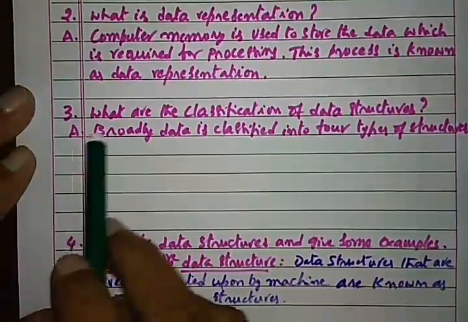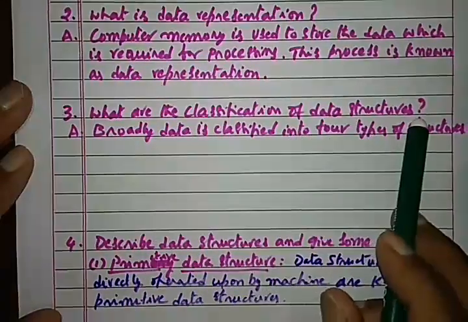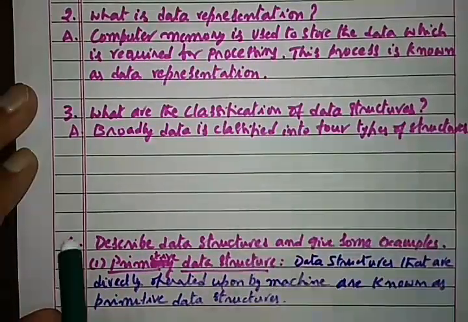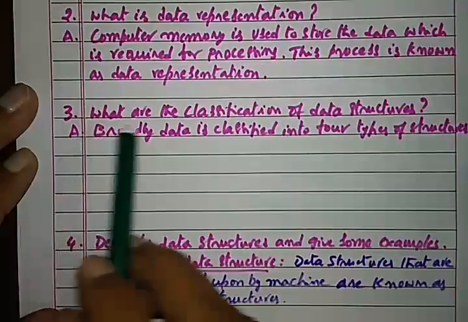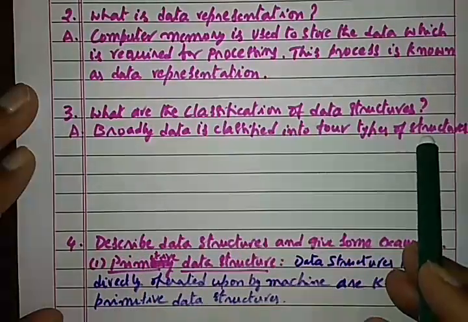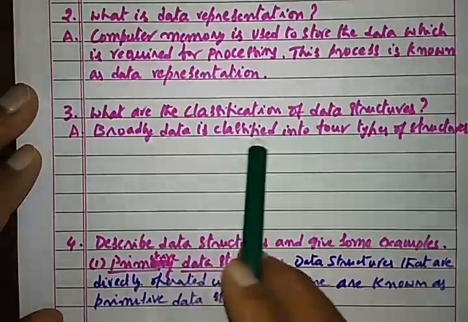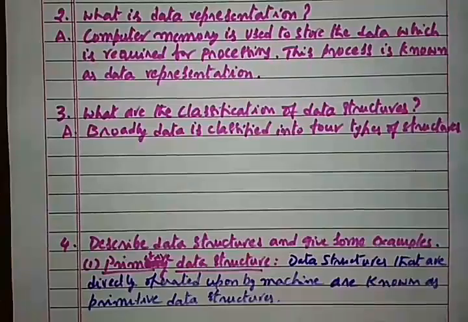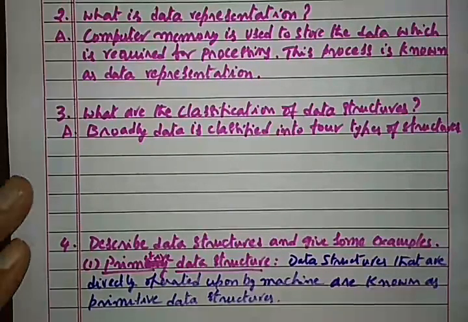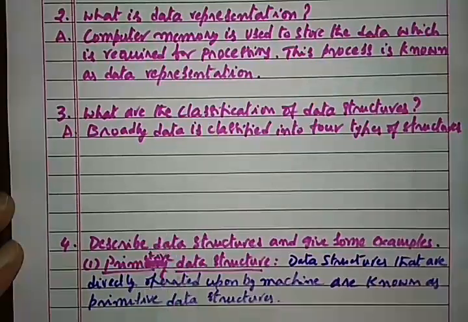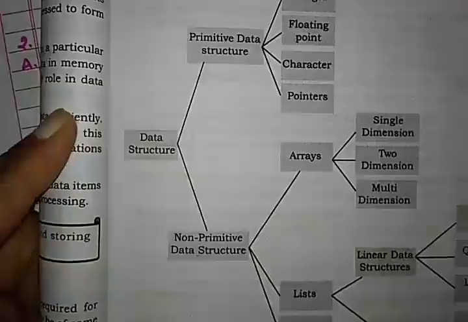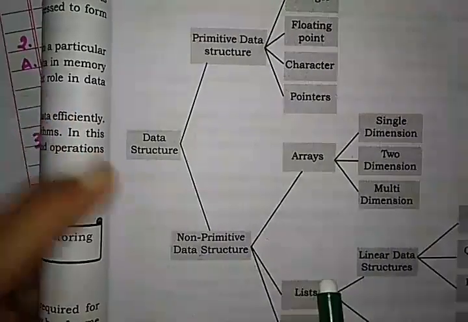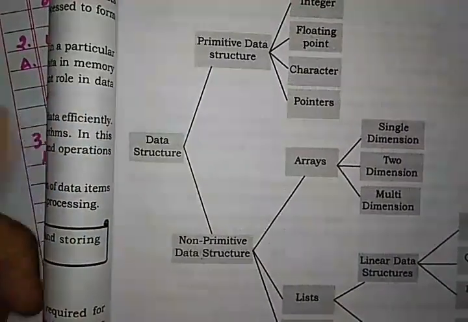Then third question. What are the classifications of data structures? Now we have come to the real subject. Broadly, data is classified into 4 types of structures. It is a very complex way of classifying. Anyway, I will show you the diagram given in the book. Then I will write the type. So this is the classification of data structure, block diagram.